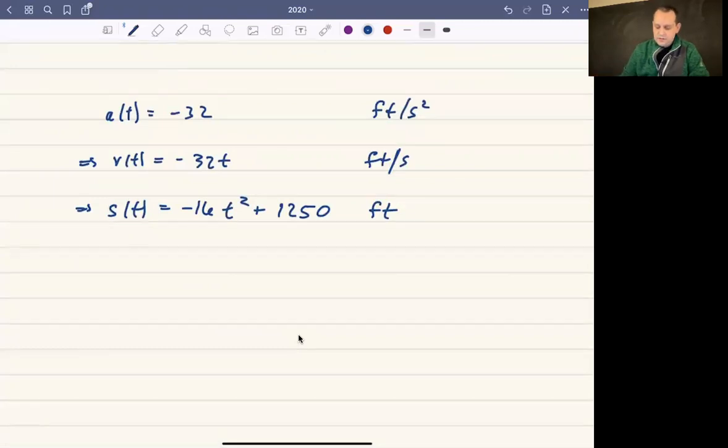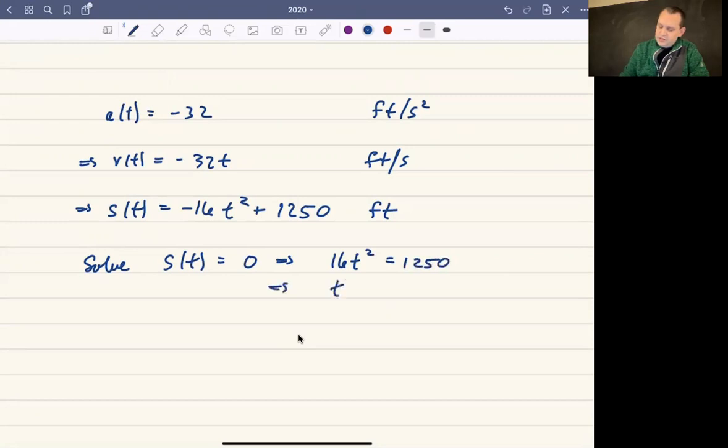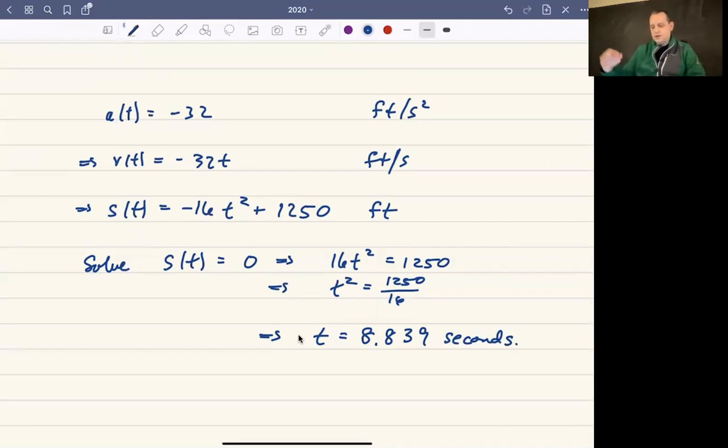And so the first thing that we have to do is figure out at what time the ball hits the ground. And so we're going to solve s of t equals 0. And to do that, what that means is that 16t squared is going to be 1250. So that t squared is going to be 1250 over 16. And here's where we'll need a calculator. That means that the time is going to be, I did this ahead of time, 8.839 seconds. Okay, and so after 8.839 seconds, the ball hits the ground.